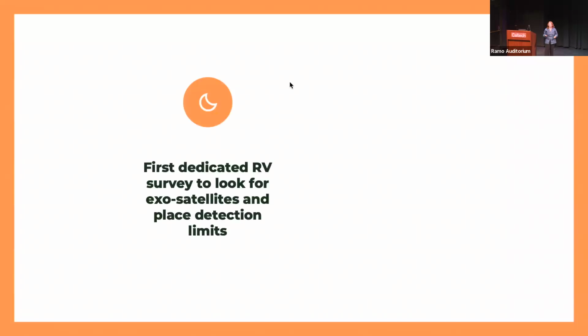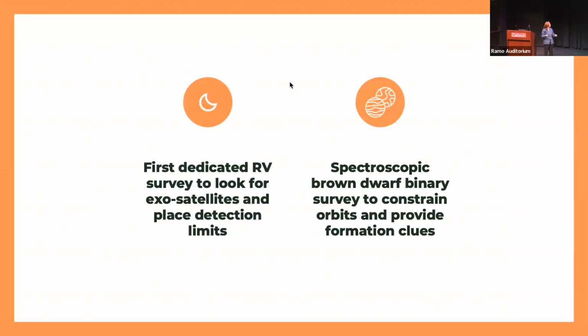And for the rest of this talk, I'm going to talk about two projects that I've been leading that have utilized these techniques. The first one being a dedicated radial velocity survey to look for exosatellites and place detection limits with Keck. And the second one being a spectroscopic brown dwarf binary survey to constrain orbits and provide formation clues.